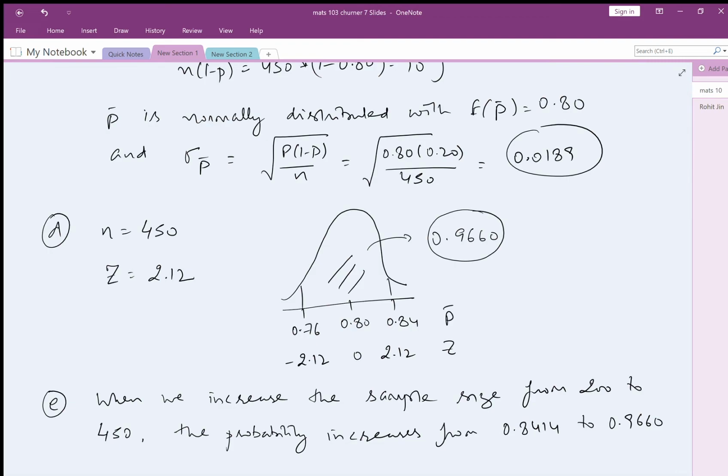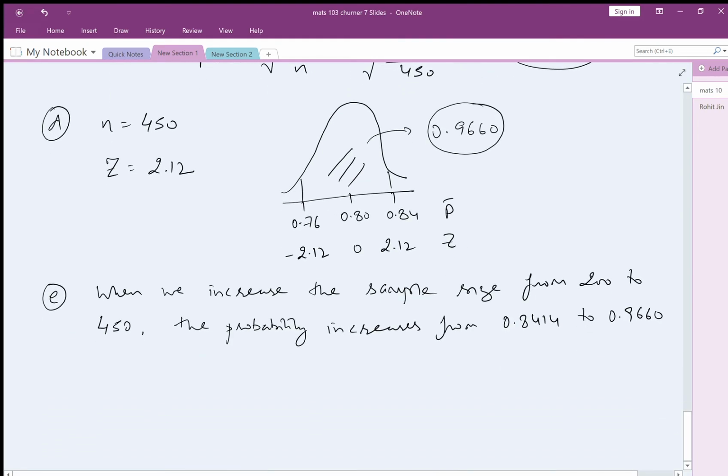Okay, so good. Let's move on to the next question, which is going to be the last question in this chapter. That is question number 49.